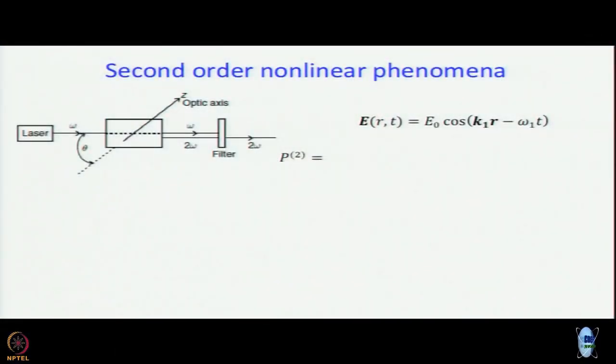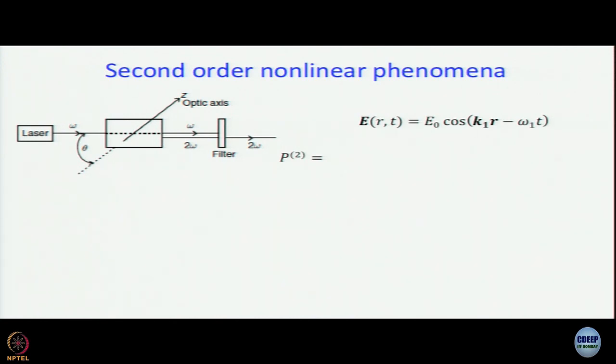But first of all, suppose this is E, and for this expression of E, I want to write the expression for the second order polarization. Just a second order term, not the first order term. Remember what it was? P equal to chi first order multiplied by E plus chi second order multiplied by E square. So, what will be the second order term for polarization? Chi second order multiplied by E square. What is E square here? E is equal to E0 cos(k1 r minus omega1 t). So, what is E square?